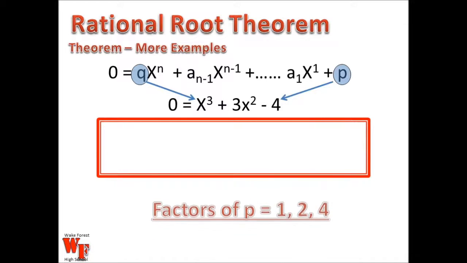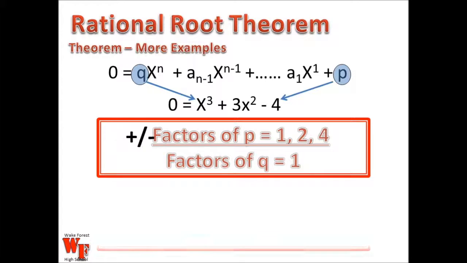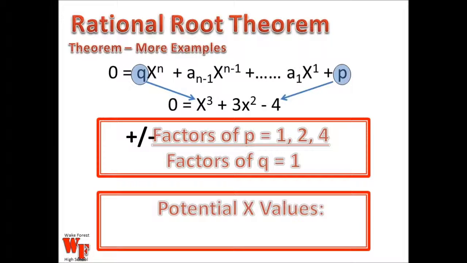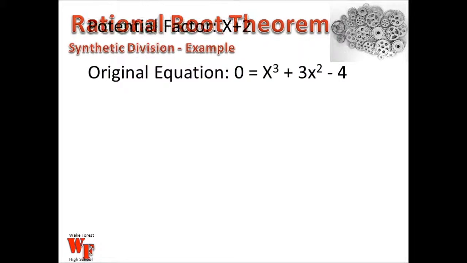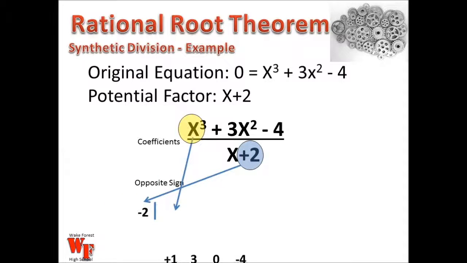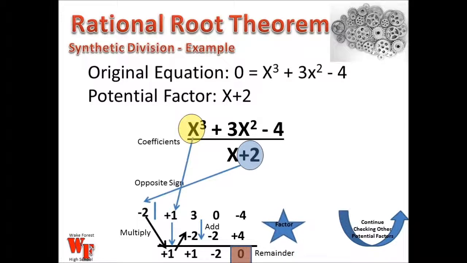We know that the factors of p would be 1, 2, and 4, and the factors of q would be 1, giving us our possible factors being positive or negative 1, positive or negative 2, and positive or negative 4. Here we take -2 as a possible factor. Now we put -2 in the box, and we synthetically divide, bringing down all coefficients, filling in any empty coefficients with 0. We then multiply and add throughout, and we get a remainder of 0, which shows that this is in fact a factor of this equation.